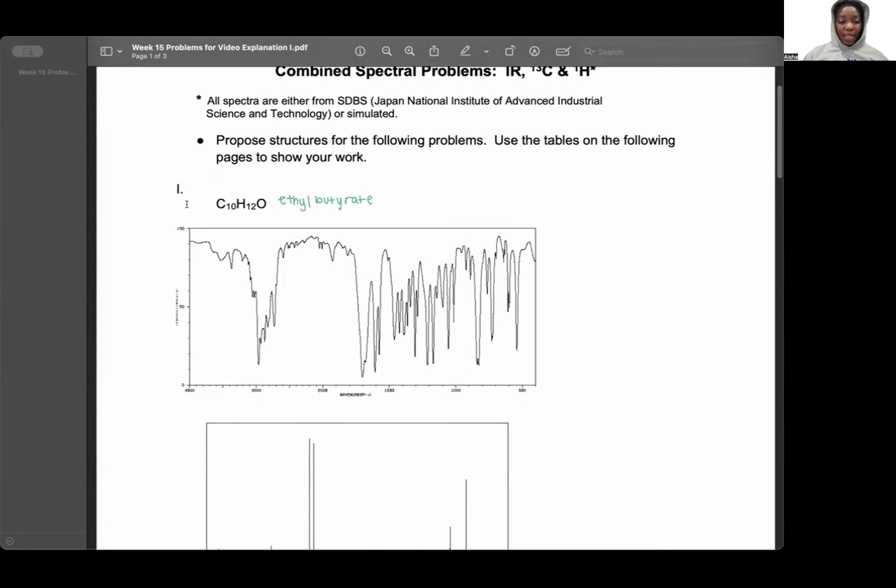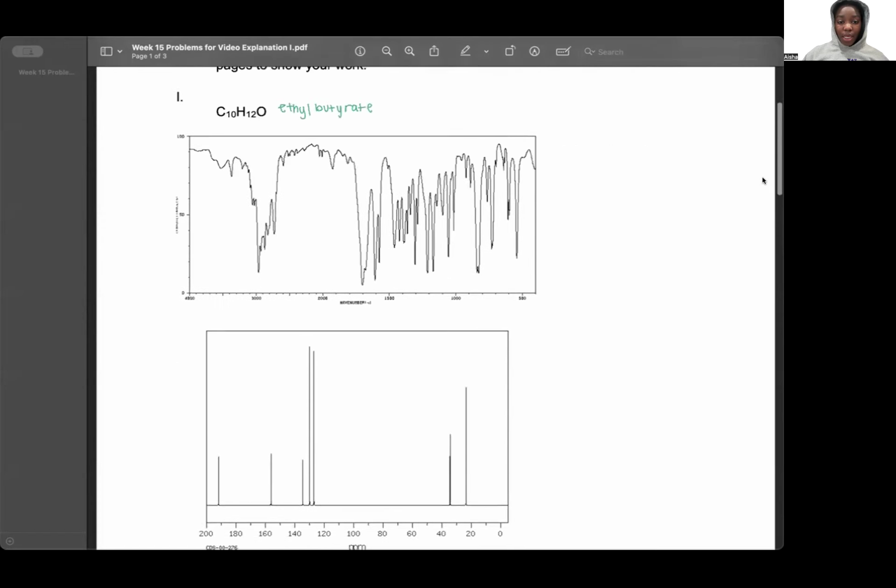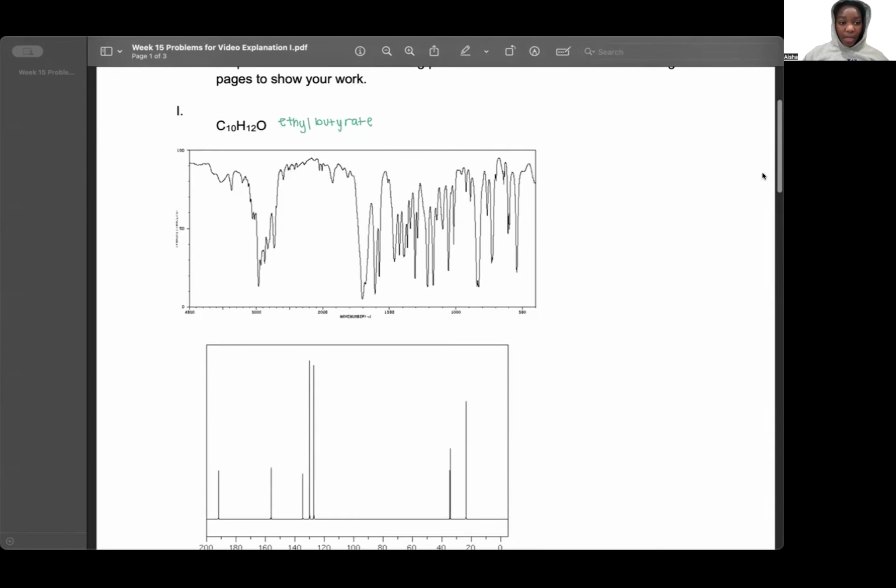We have this compound here, and we're given the molecular formula C10H12 and one oxygen, which is also known as the compound ethyl butyrate. These are the graphs that we are given for it.